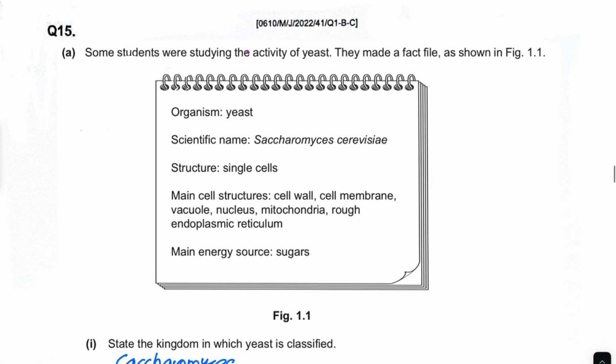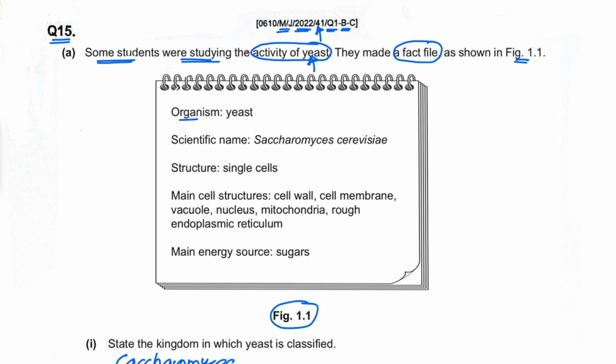For question number 15, which appeared in May June of 2022, the variant was 4.1, and in your paper it was question number 1B and C part. And they say we have some students studying the activity of yeast. And as far as yeast is concerned, this is a unicellular fungus. And for this yeast, the students have made a fact file, and that is presented in figure 1.1.